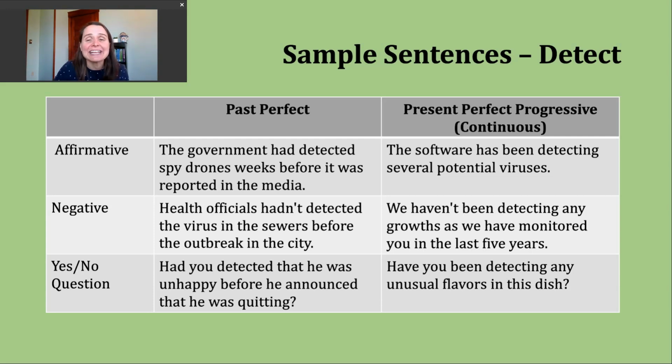Now let's look at negative present perfect progressive. Again, I start with my subject, and then depending on what it is, I use have or has, followed by not, then the participle been, and then the ing form of the verb. Here's another example. We haven't been detecting any growth as we've monitored you in the last 5 years.